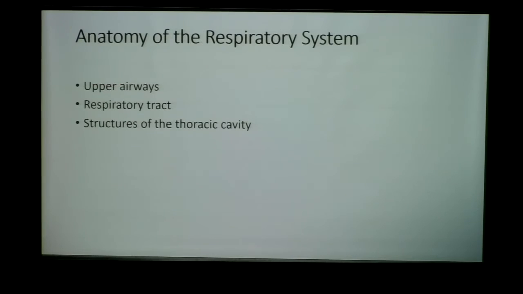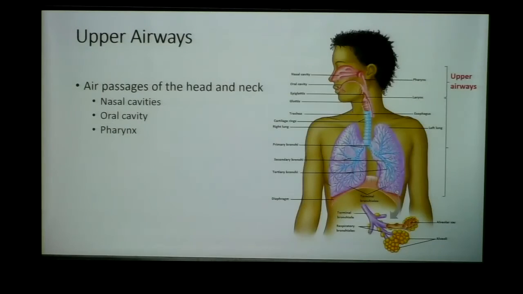So we'll start here today by looking at the anatomy of the respiratory system, and then eventually over the course of next week, we'll get into the mechanics of breathing, as well as the pressure gradients and facilitating respiration. Okay, so today we'll look at the upper airway, the respiratory tract, and some of the structures of the thoracic cavity. So we'll start by differentiating the upper airway from the respiratory tract.